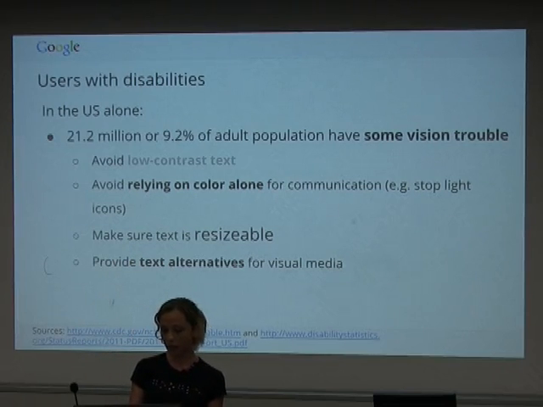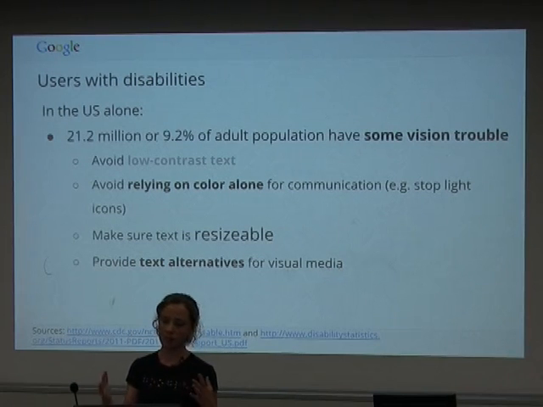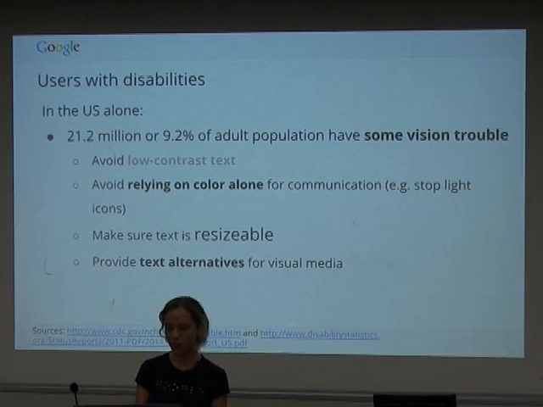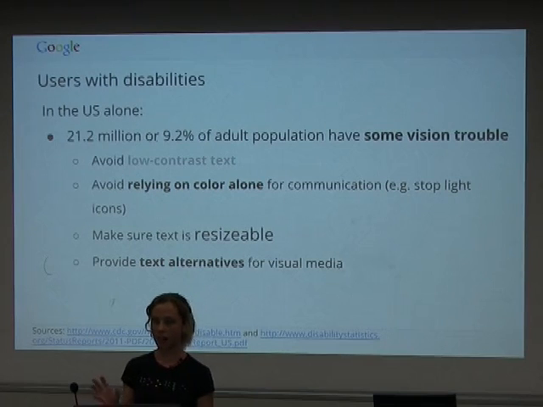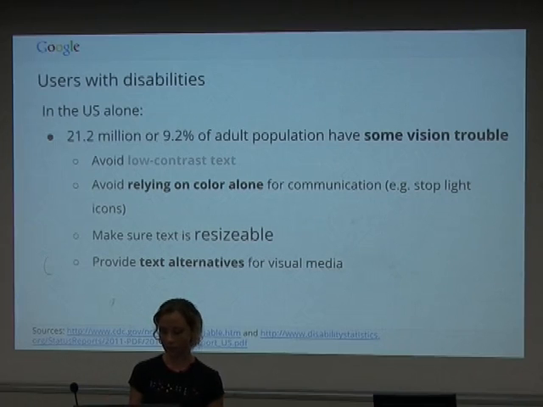Avoiding relying on color alone for communication. So things like stoplight icons, which we've all seen: this is bad, this is maybe okay, this is good. But if that information is not communicated in any other way, then it's completely inaccessible to someone who is colorblind, which is quite a large proportion of the male population, actually. And also things like links, which are only distinguished from the other text by their color. If there's no underline or anything like that, then how is anyone who's colorblind going to know that that's a link? So as I mentioned earlier, making sure that text is resizable. In terms of specifics in CSS, making sure that you don't specify font size in pixels.